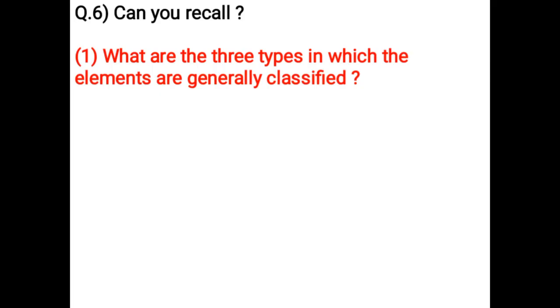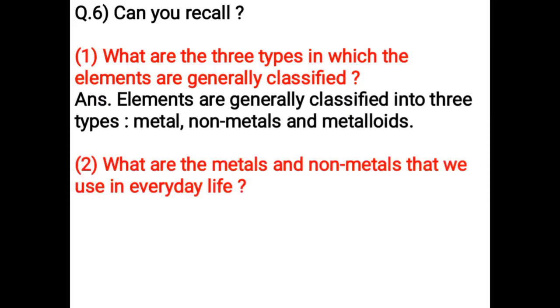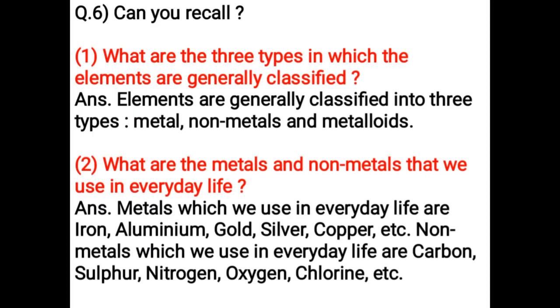Can you recall what are the three types in which the elements are generally classified? Elements are generally classified into three types: metals, non-metals, and metalloids. What are the metals and non-metals that we use in everyday life? Metals which we use in everyday life are iron, aluminum, gold, silver, copper, etc. Non-metals which we use in everyday life are carbon, sulfur, nitrogen, oxygen, chlorine, etc.